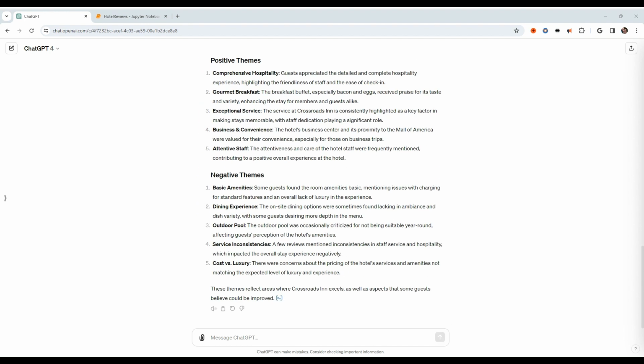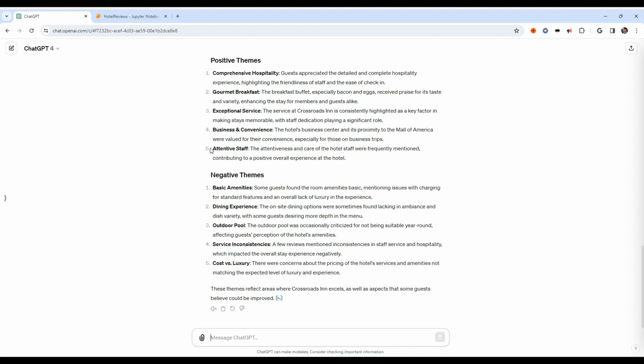Let's look at our positive themes. Comprehensive hospitality: guests appreciate the detailed and complete hospitality experience. Guests like our gourmet breakfast buffet. They find that we offer exceptional service. There's business and convenience: the business center and its proximity to Mall of America are valued. And we have attentive staff.